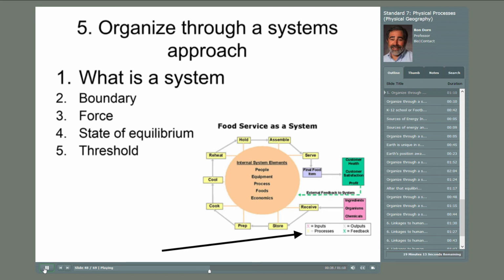Many of you have worked in the food service industry, and there's all different parts that happen to the food service. The systems approach part of this thinking is not the elements in the system. It's not where the reheating occurs, it's not where the service occurs, but it's the arrows. What are the inputs? What are the processes that go on? What are the outputs? And what are the feedbacks that affect the system? That's thinking about things like a system. The inputs, outputs, processes, and feedbacks.